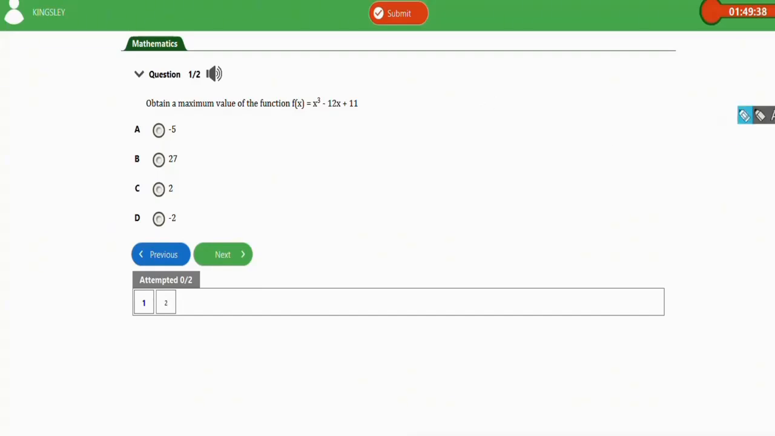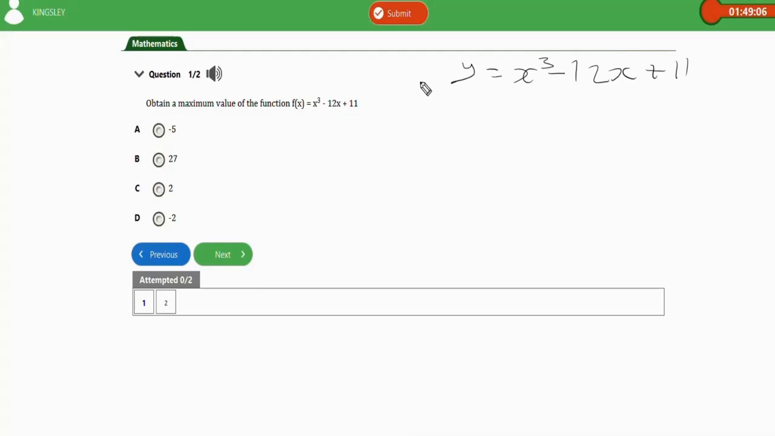Now note that in mathematics or calculus, f of x is the same thing as y. So let's replace f of x with y for this question. This will be the function y equals x cubed minus 12x plus 11. Now note that when you want to determine the maximum value of a function, you are going to make use of what we call second derivative test.